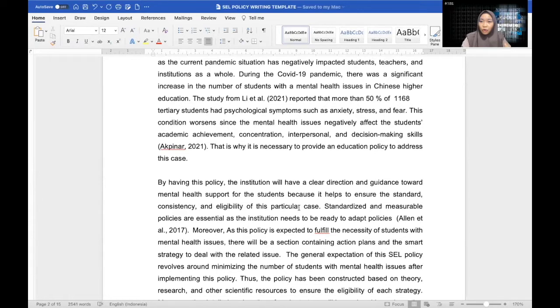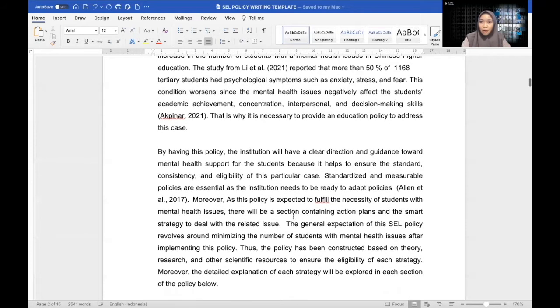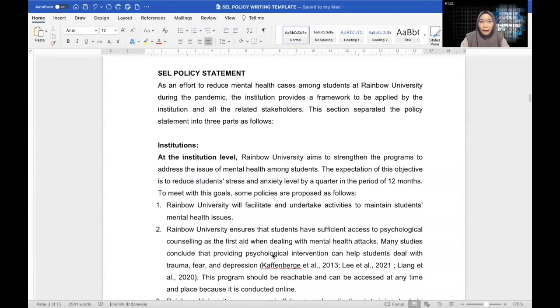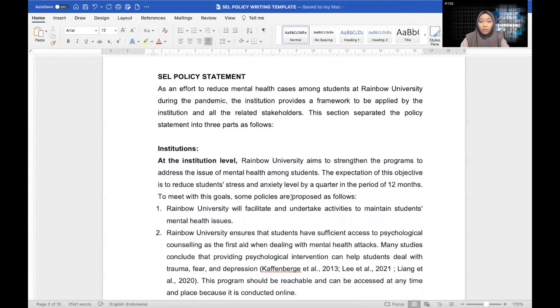assist or to cope with the mental health issue by providing standards, consistency and eligibility through this policy document. And the scope of this policy document is, of course, related directly to the students, teachers, and school principal. Besides, it is also aligned with health professionals such as psychologists and practitioners. And the main content of this policy is the policy statement itself.